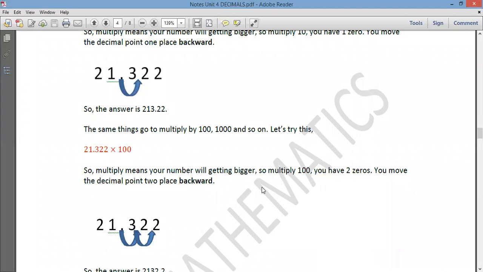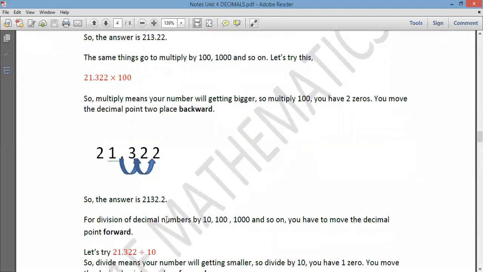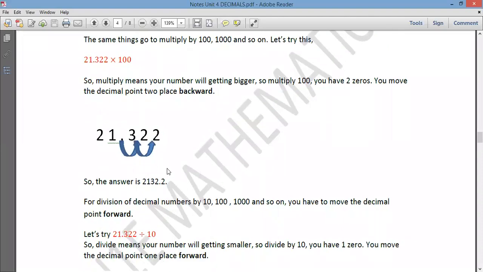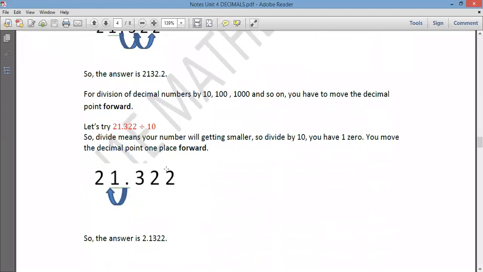So let's say 21.322 times 100. When you multiply by 100, you have to move the decimal point 2 steps backward, because you have two zeros here. So you move 1, 2 steps, and your decimal point will be here. So your answer will be 2,132.2.